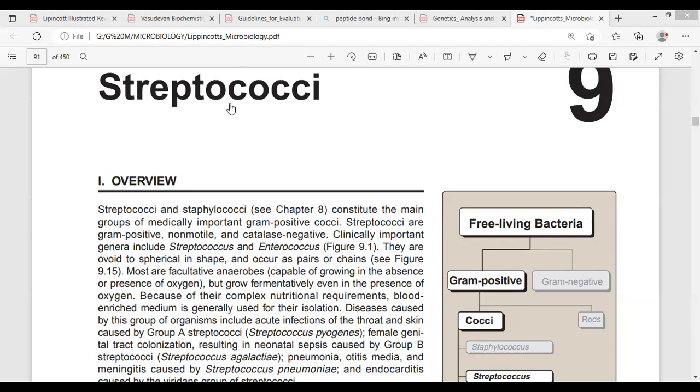So streptococci, number one, they are catalase negative, right? We already said that when we're looking at Staph aureus, they are catalase negative. They are gram positive, right? Again, most are facultative anaerobes. They're able to grow in the presence or absence of oxygen, right? But even when oxygen is there, they prefer fermentation, such things, right?